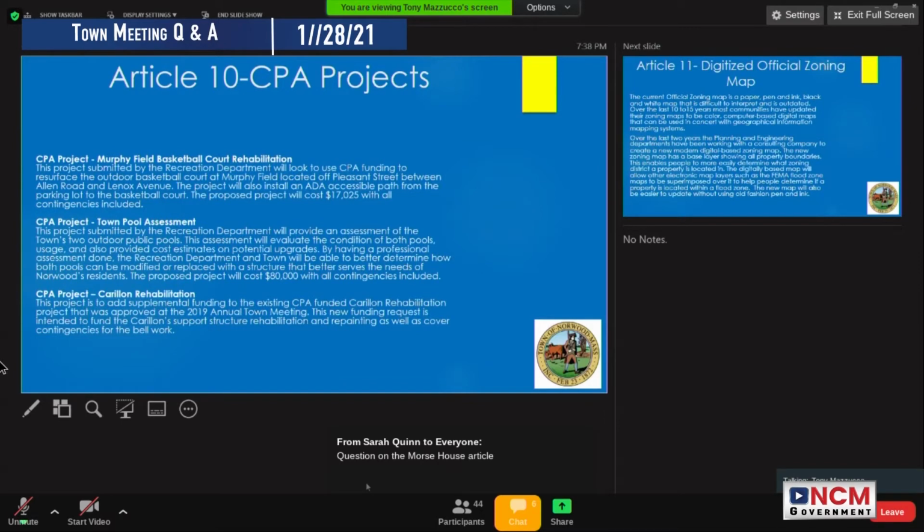Three of the projects: Murphy Field basketball court rehabilitation. Fairly simple. It'll install an ADA accessible path from the lot to the court. And we'll also work on resurfacing the court. So that one's fairly straightforward. Sarah, I'll get to your question on the Morse House in 1 second. Let me just run through these real quick.